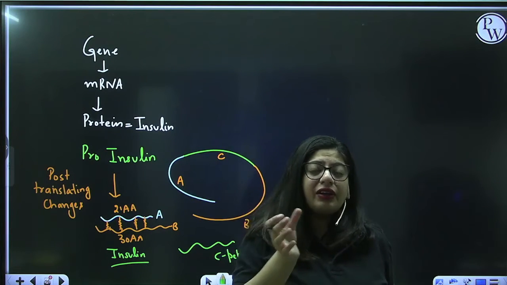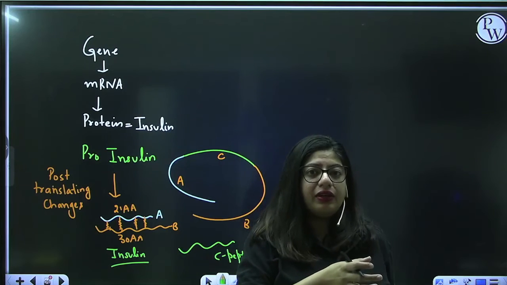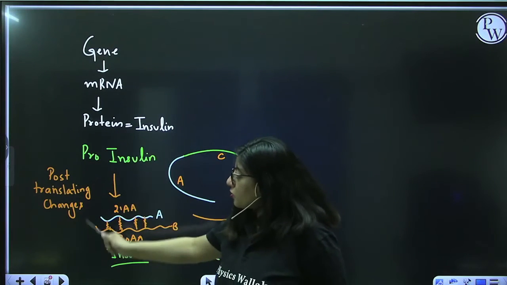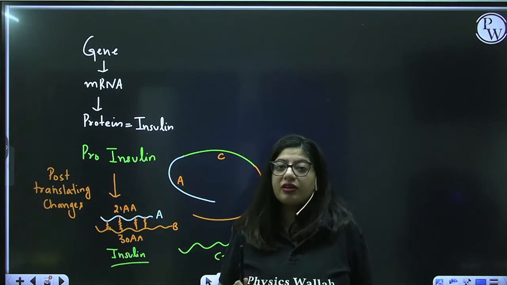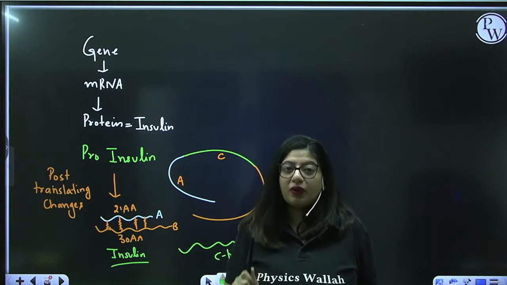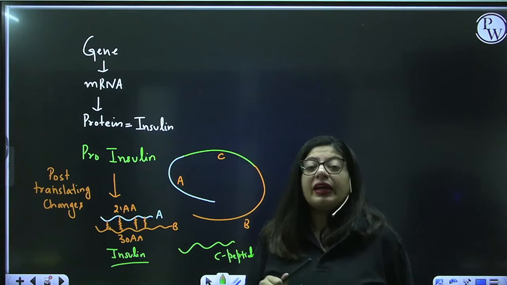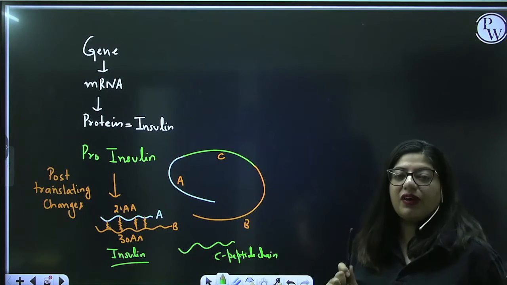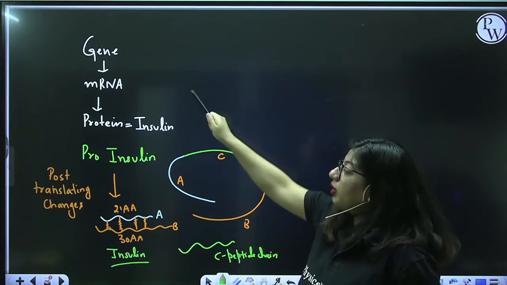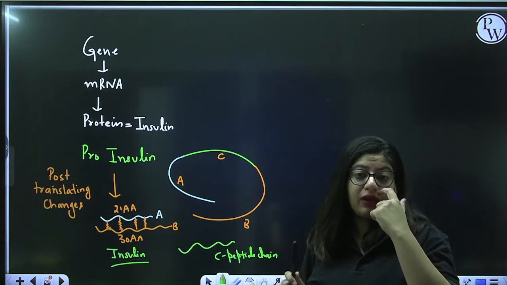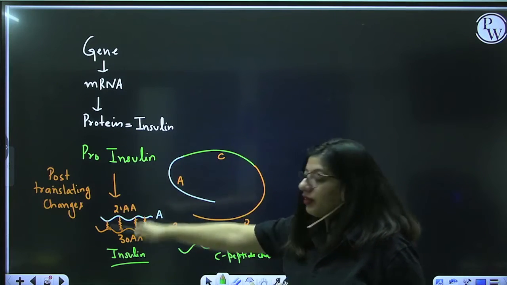So if I try to produce my insulin in E. coli, these post-translational changes cannot occur because they are the character of eukaryotic cells only, not prokaryotic cells. So there was a problem. You understand the problem? If I put the gene in E. coli, I cannot produce it, because that E. coli will not be able to perform this.